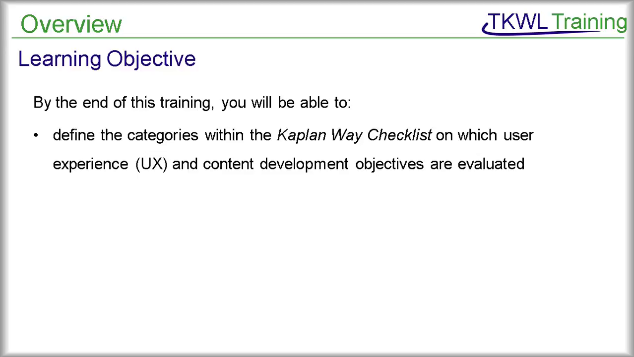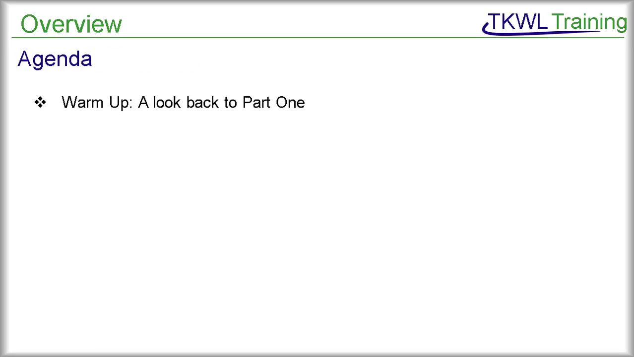Our objective for this next part of the training is to enable you to define the Kaplan Way's remaining 10 categories. Once you fully understand the definitions, you'll develop a whole range of best practices and principles that you can apply to your work, whether that's related to the user experience or involved in content development. We'll first take a look back at Part 1's salient points and 2 overarching categories, before covering the remaining 10 categories in 2 general groups.